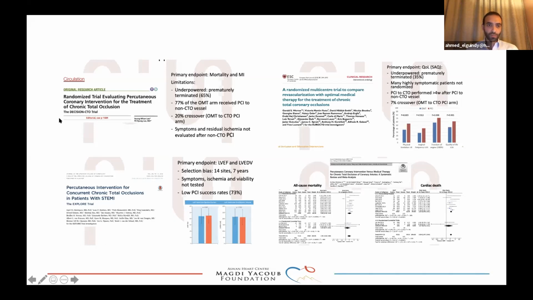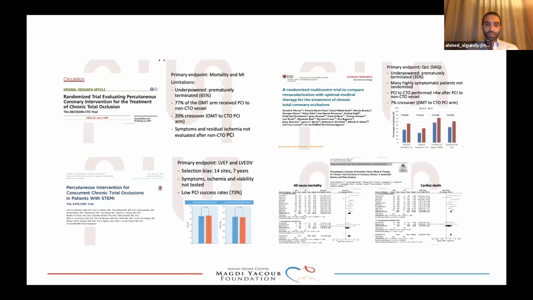So if you look at one of the bigger studies, which is frequently cited, Decision CTO, a South Korean study, we will immediately realize that this was prematurely terminated after recruiting only 2/3 of the number of patients initially intended to. 77% of the optimal medical therapy arm eventually ended up receiving PCI. So there was to a non-CTO vessel. So there was a huge overlap in terms of PCI. The distinction was whether this was PCI to a CTO vessel versus PCI to a non-CTO vessel.